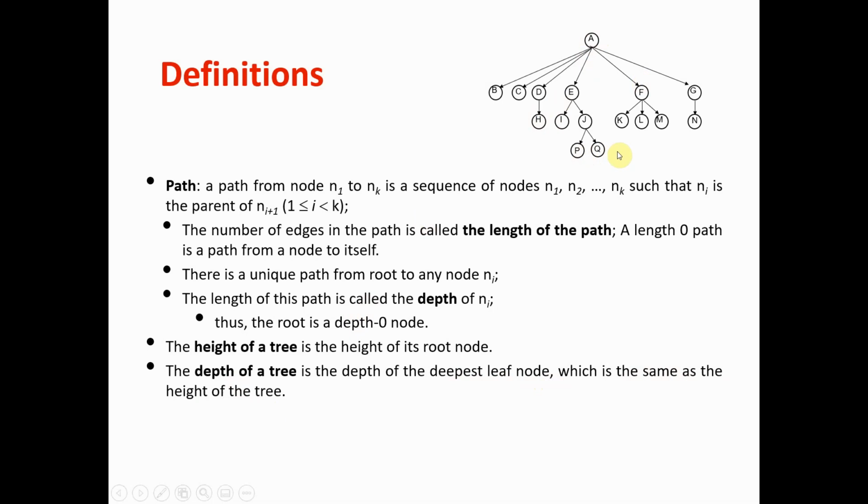So what is the depth of this one? This is level 0, level 1, level 2, level 3. So the deepest depth is 3, level 3. So the depth of this tree is also considered 3, as is its height, because the height is the length of the longest path from the root A to a leaf. That's going to be either the path from A to P or from A to Q, and the length of them is 3.